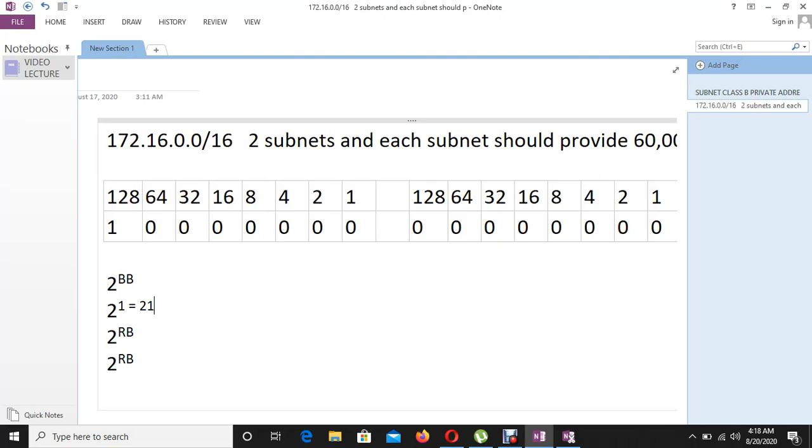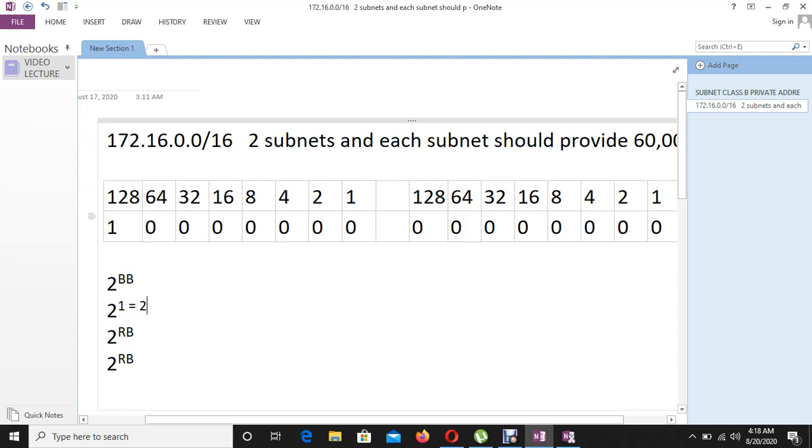Borrowing 1 bit gives you how many subnets? 2 subnets. Okay. Now, how many hosts per subnet? We said we need at least 60,000 hosts per subnet. To get that, we will say 2 to the power of remaining bits. And how many bits are remaining here? The total is 16, because you have 16 bits in the host portion.